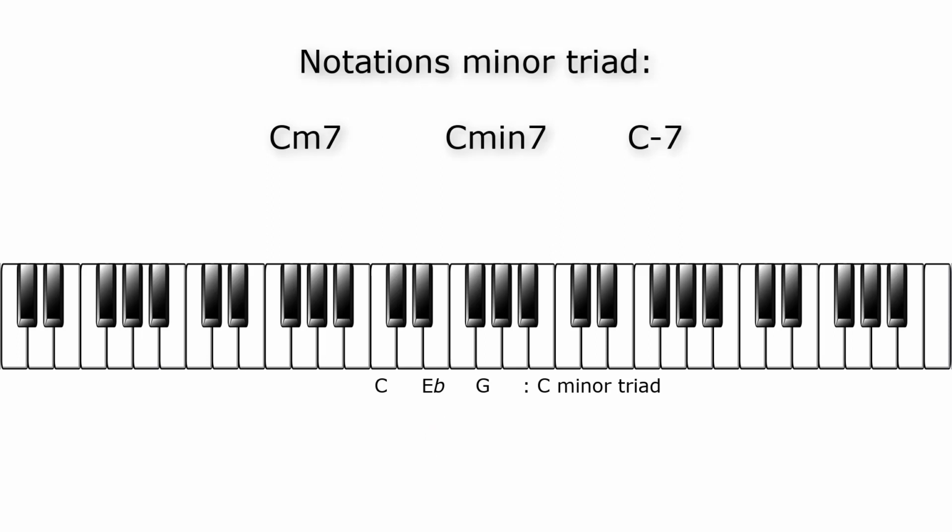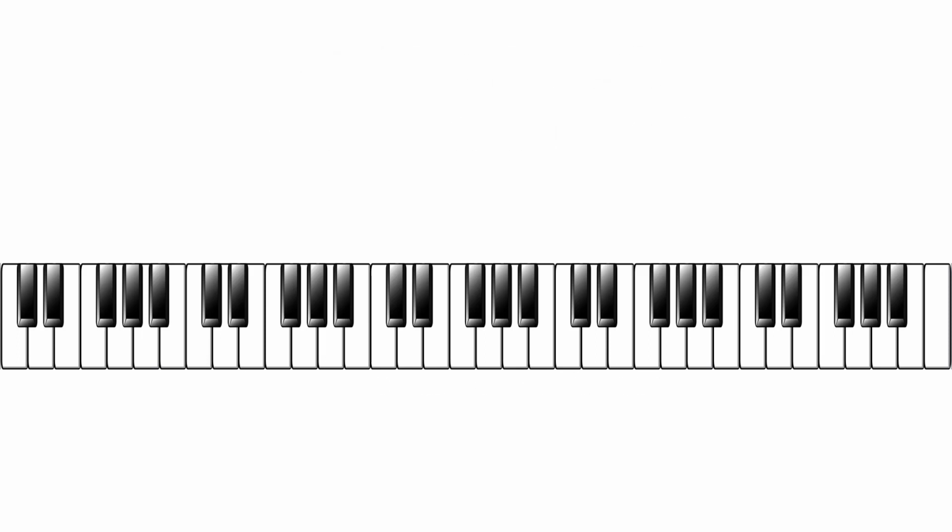So let me give two other examples. For example, A minor. Now, as we know, the A natural minor scale consists only of white keys. So A, B, C, D, E, F, G and A. The first note, or root, third and fifth of that scale are the A, the C and the E. So this is the A minor triad.